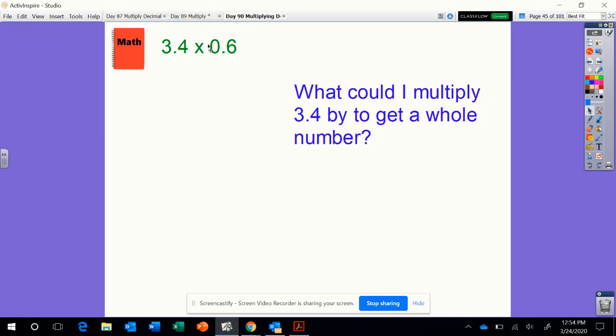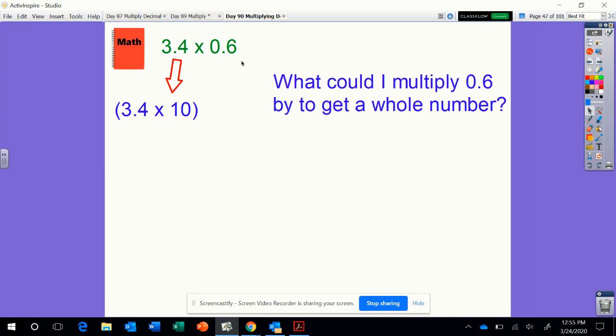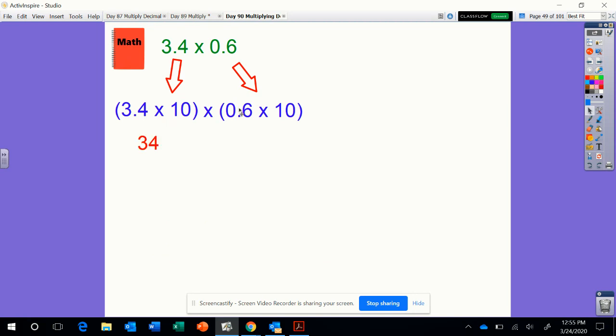How could we multiply 3 and 4 tenths to get a whole number? Same way we did before. 3 and 4 tenths times 10. Okay, so if we did that here, we're going to do the same thing here. So we're going to multiply this also by 10 to move the decimal over, 6 tenths. Okay, so we're going to rewrite this using whole numbers. 3 4/10 times 10. If we move that over, we are going to get 34. 6/10 times 10. If we multiply that decimal over, we are going to get 6.